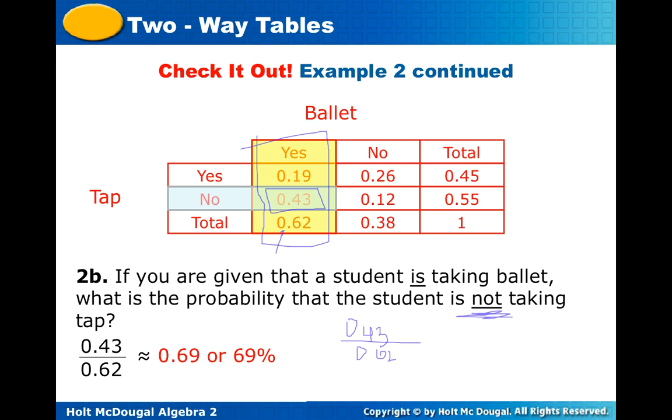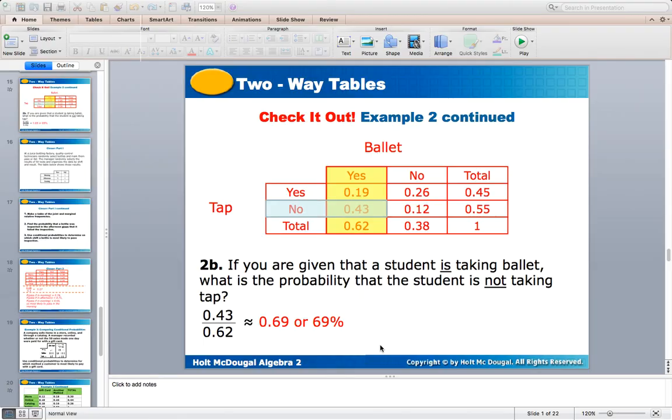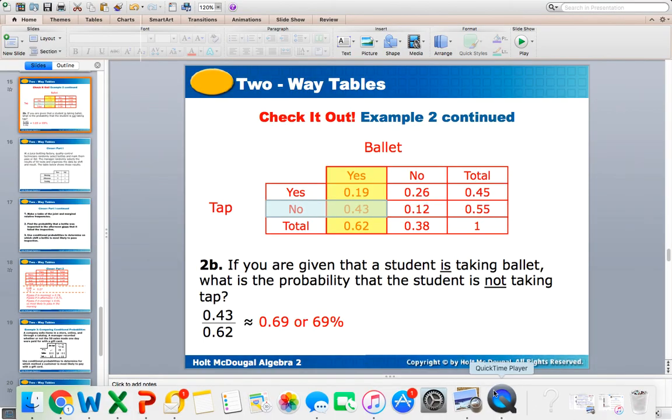All right? And so we get 0.69 or 69%. You guys are good to go. You are going to complete your classwork worksheet.